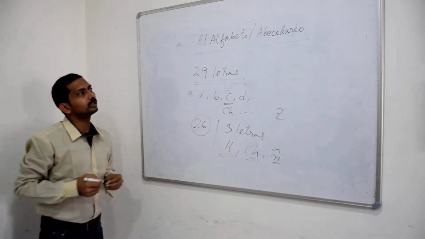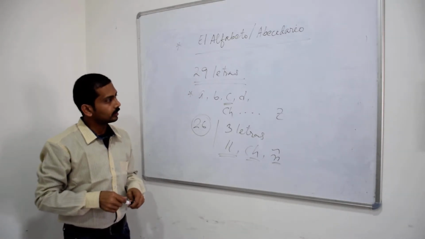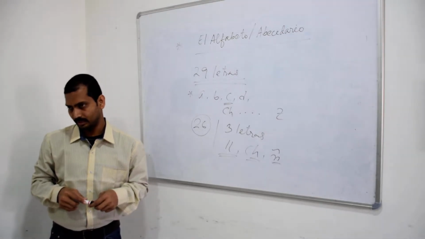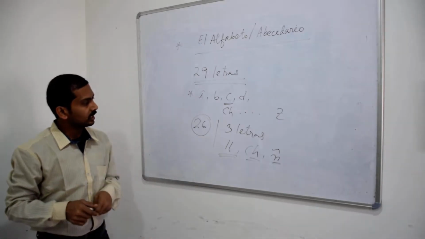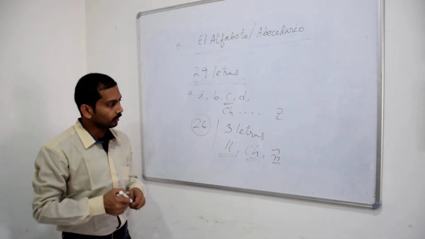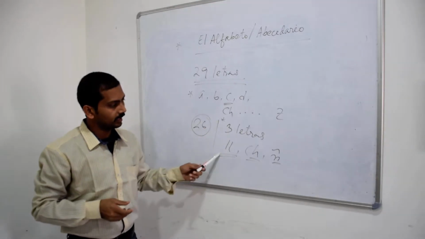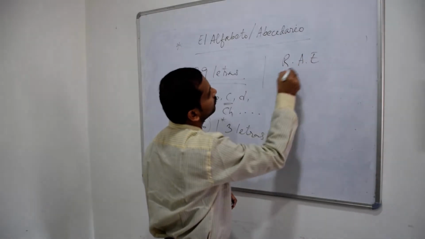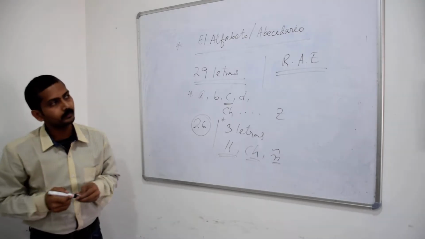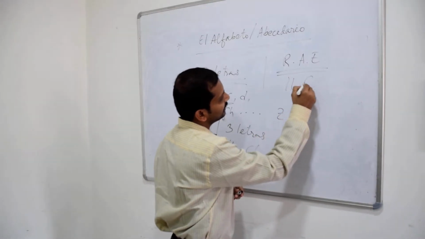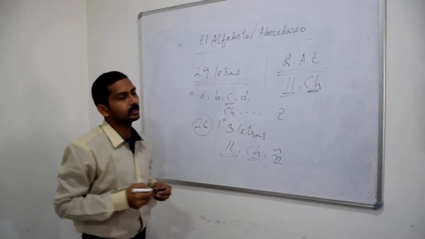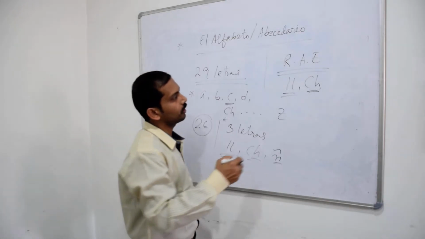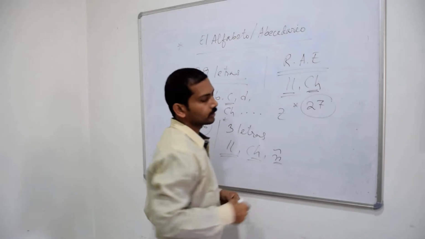So, in the Spanish alphabet, there are 29 letters: A, B, C, Ch, D, E, F, up to Z. And in the English alphabet, there are 26 letters. Three more letters, like Ch, Ll, and Ñ. But according to the Royal Academy of Spanish, Ch and Ll are not considered letters in the Spanish alphabet. So, according to the Royal Academy of Spanish, now there are 27 letters. Clear?